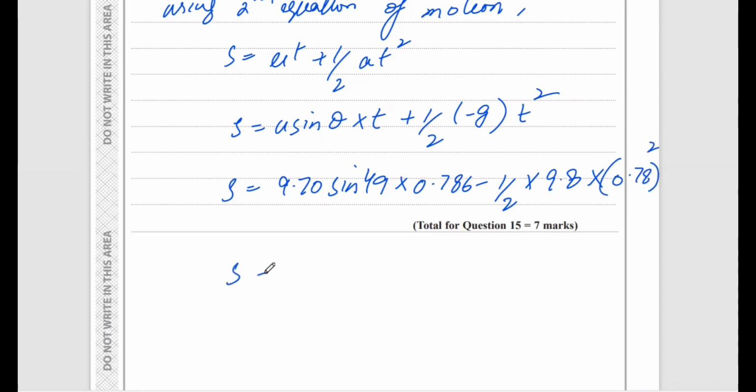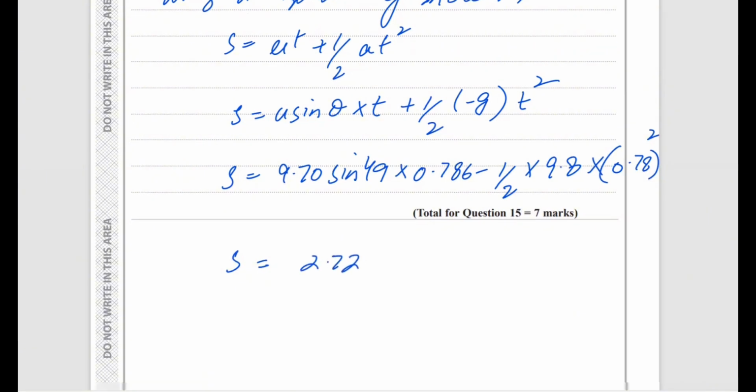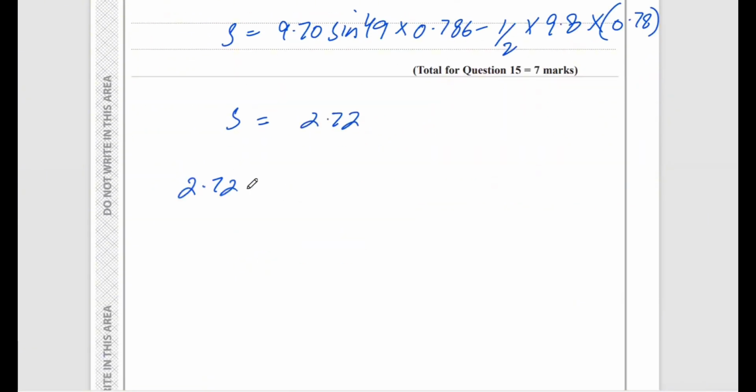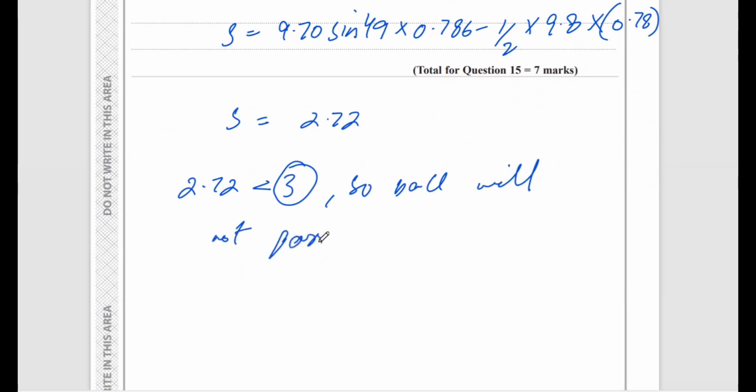I'm going to calculate the distance, and the distance comes out to be 2.72, which is less than 3 meters, which was the height. 3 meters was the height of the wall above the boy. Since 2.72, which is the maximum height, is less than 3, the ball will not pass over the wall. So that was it.